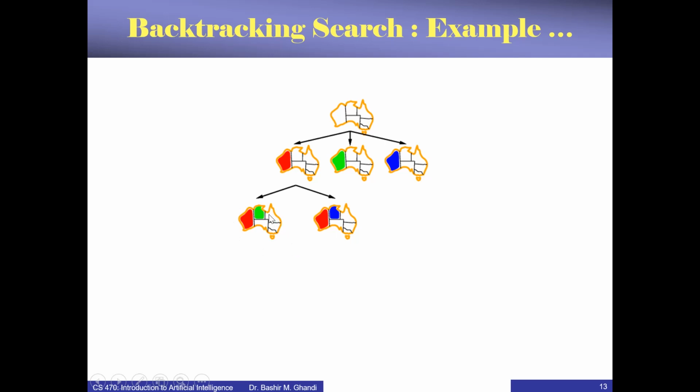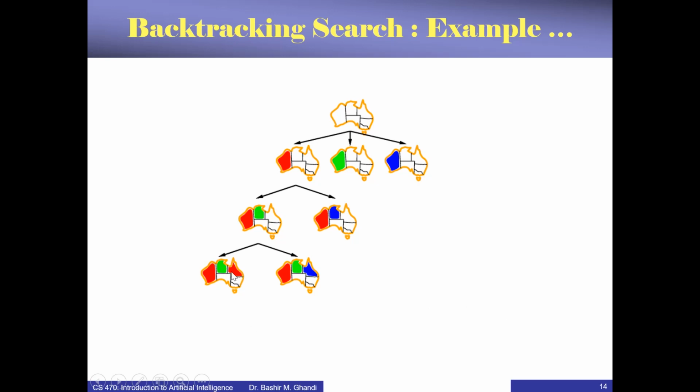Then we choose the next variable. Suppose we choose Queensland. All right, now Queensland again can only be one of two colors. It cannot be green because it is bordering Northern Territory, which is already green. So we only have options for red or blue. All right, and so on, like that, eventually until we find a solution. I hope you get the idea.